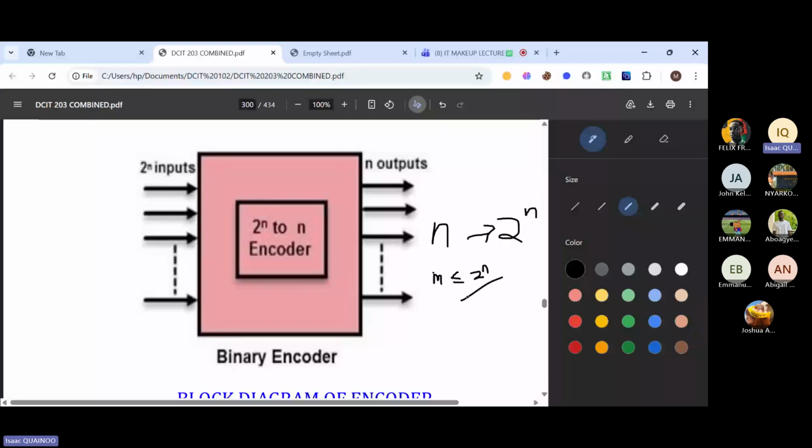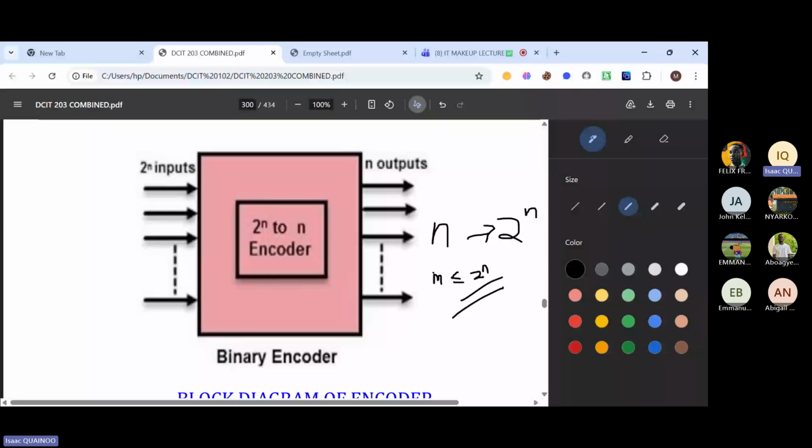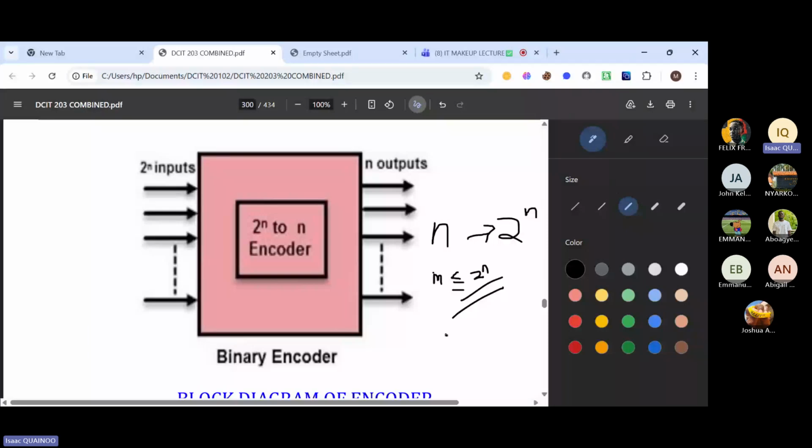In such scenarios, please, let's always look out for this in examinations when it comes to decoders and encoders. If they ask you the correct relationship between input and output, it is actually m less than or equal to 2 raised to the power n. Because you know that in some cases, our output will be equal to 2 raised to the power n. But in other cases, our output will not be equal to 2 raised to the power n, but it's actually going to be less than 2 raised to the power n.